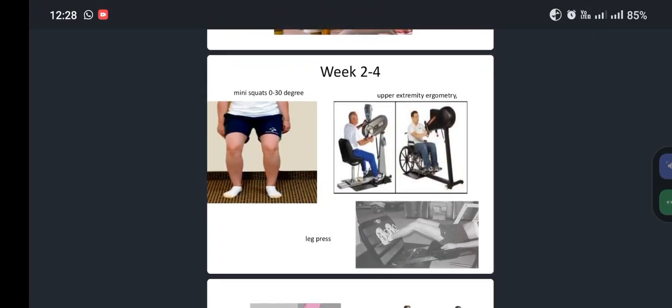All these exercises are for weeks 1 to 2. Now, how to progress these exercises for weeks 2 to 4. Mini squat can be started from 0 to 30 degrees of knee flexion. Upper extremity ergometry can be progressed with increased resistance or speed. Then leg press can be started from 0 to 30 degrees of knee flexion and extension.